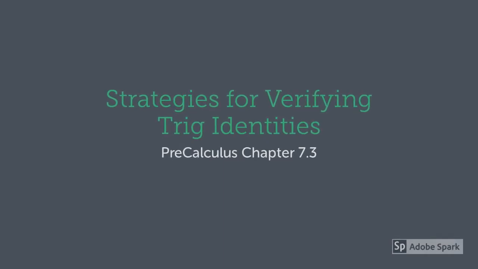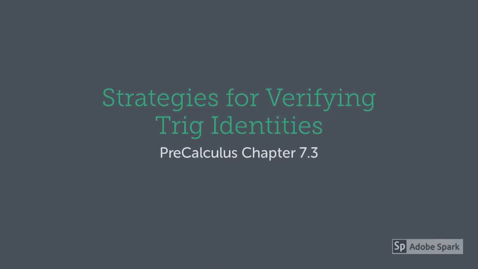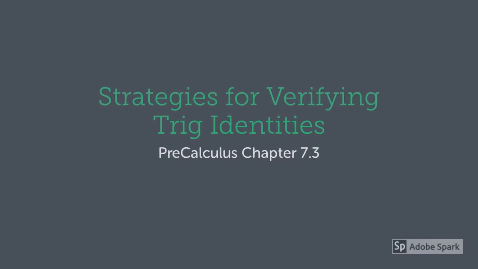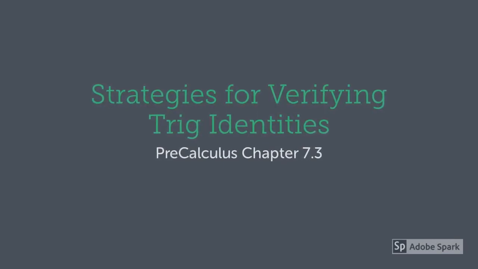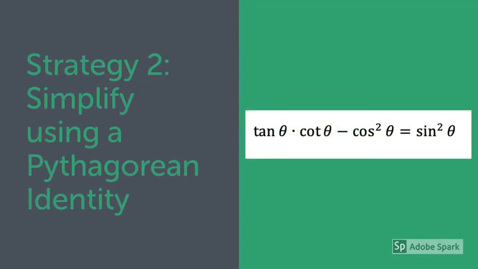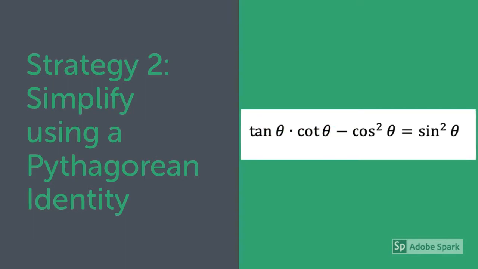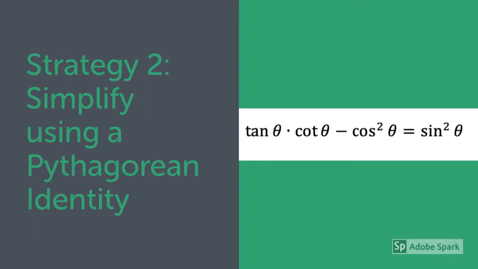This video is part of a series of short videos that each highlight a different strategy that can be used when verifying trig identities and an example of how it is used. This video highlights the strategy of simplifying a more complicated expression on the left into a simpler expression on the right using a Pythagorean identity.